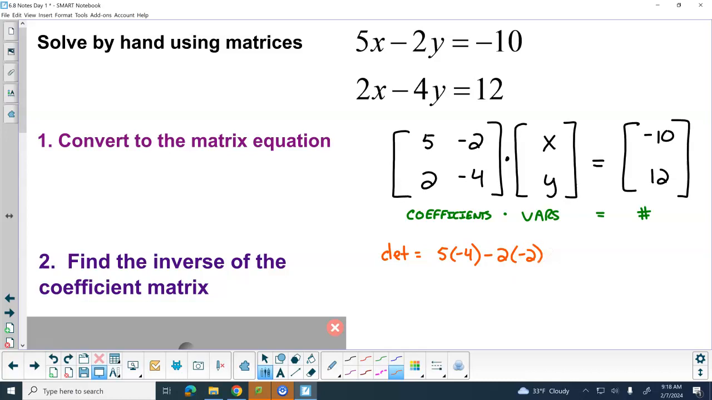5 times negative 4 is negative 20. Negative 2 times negative 2 is positive 4. Negative 20 plus 4 is negative 16. So the determinant is negative 16.